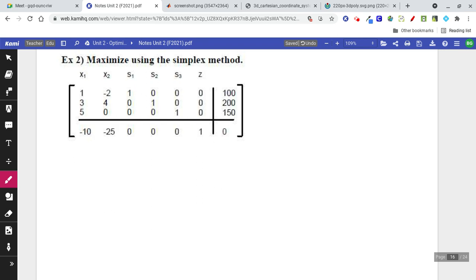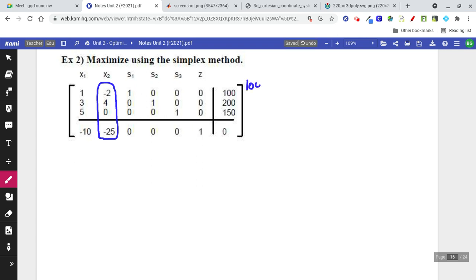So number 2 already has the tableau, and it says we're going to maximize using the simplex method. First thing you do is find the most negative indicator, which is this -25. Circle it. Then you go over here and look at the ratios.